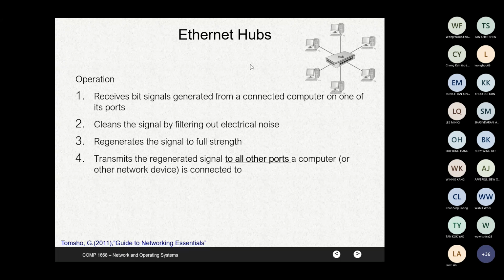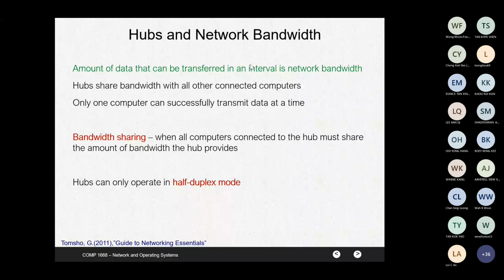First, the signal comes from one device, and one particular port will receive the signal, clean it, filter it, regenerate it, and then retransmit to all other ports. And also you can talk about hubs and network bandwidth. This is where you need the knowledge. If you know all the terms related to networks, you can write really good answers.